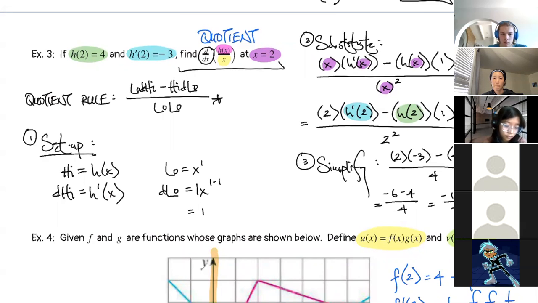Okay. How are we feeling about this question now, now that we've seen the setup, the substitution, the simplifying? Give me a 1 in the chat if it's better, a 0 if it's the same, a -1 if it's worse. All right, 1, 0, or -1.